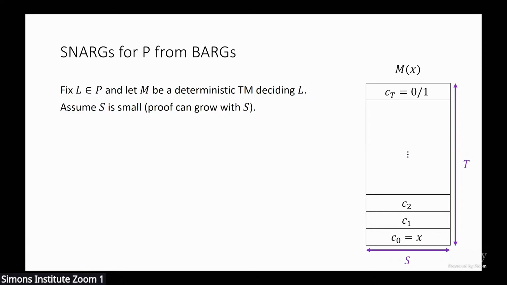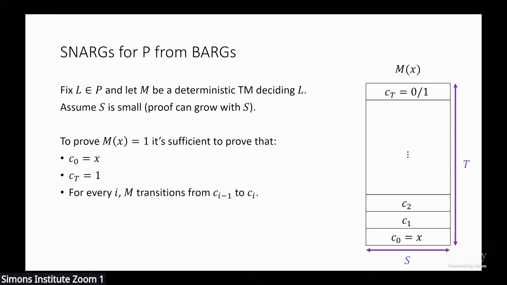So what's the idea? We want to construct a proof for this big computation, and we want to use BARGs. What we can do is take this big computation, break it up into many small statements, and then use a BARG to prove all of these statements together. To prove that M of x is accepting, it's sufficient to prove the conjunction of the following statements. First, the first configuration is equal to the input. The last configuration is accepting. And for every pair of consecutive configurations, Ci-1, Ci, M really transitions from one to the other. If you prove this conjunction, you prove that M is accepting.